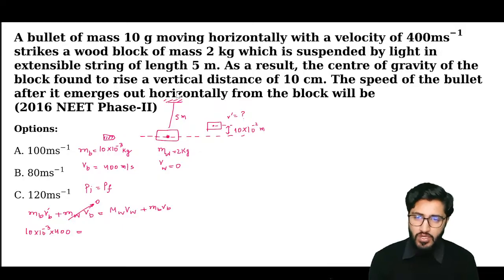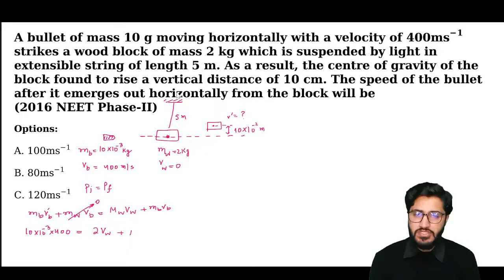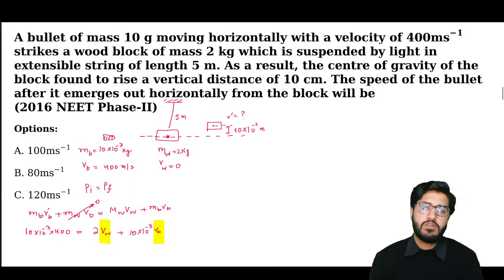Wooden block mass is 2 kilogram, and the velocity of the wooden block, I don't know it, because initially it was at rest. Mass of bullet is 10 into 10 to the power minus 3 kilogram, and the velocity of bullet, I don't know this one also. So I have to find out the velocity of bullet. But here now I have two variables, so I need to get rid of one variable. How can I do it?